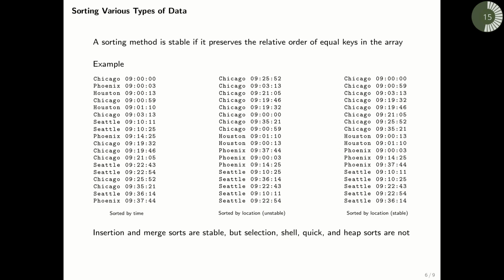So we've seen several sorting algorithms so far. Which ones are stable, which ones are not? It turns out that insertion and merge sorts, the way they are implemented, are stable, whereas selection, shell, quick, and heap, the other algorithms that we discussed, are not. So if you want a stable sorting algorithm, you need to use either insertion or merge sort. Only those two sorting algorithms are stable.